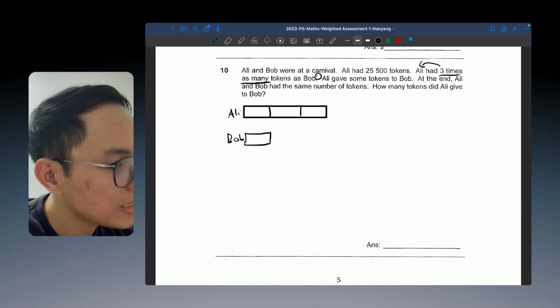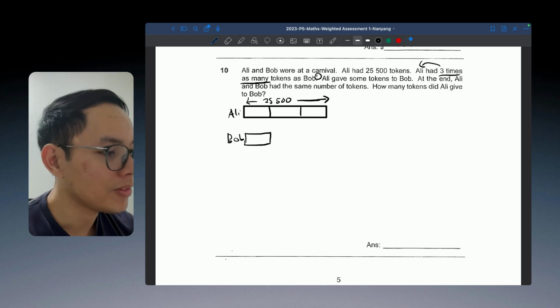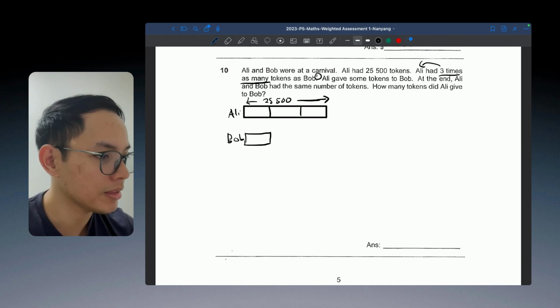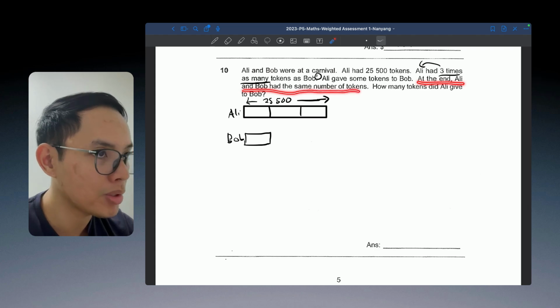And in total, Ali had 25,500 tokens. That's what you see over here. Okay. Now you have settled this. The next part, let's read it. At the end, Ali and Bob had the same number of tokens.